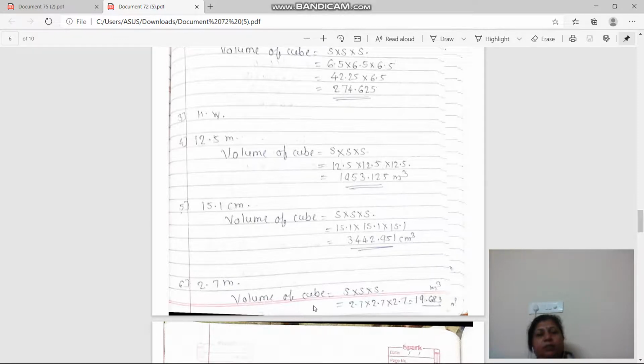Okay. Now 2.7 is the side of a cube. So volume of cube is equal to side into side into side, that is 2.7 multiplied by 2.7 multiplied by 2.7, that is 19.683 meter cube. Okay.